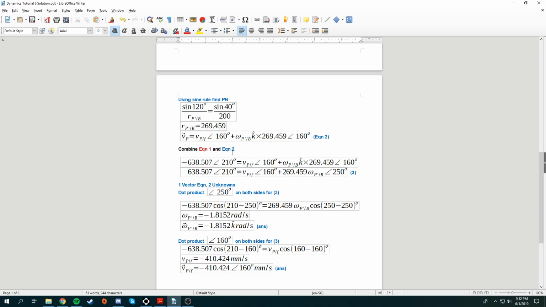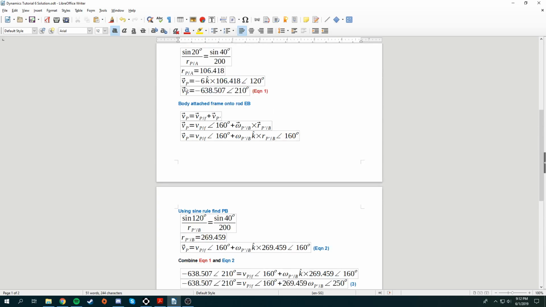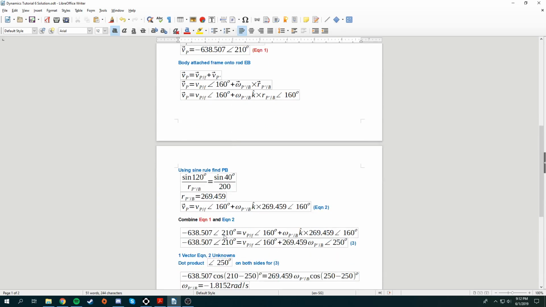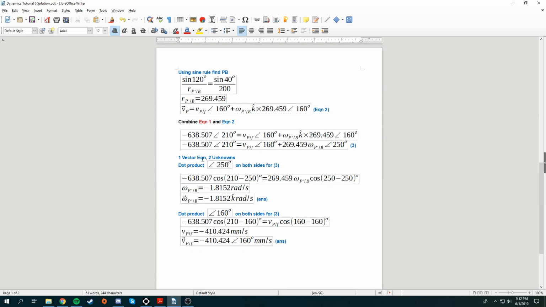Then I'll combine equation 1 and equation 2. So this equation would equal this equation. So this I brought over to the left side, and this I brought over to the right side. With this, I have one vector equation and two unknowns. One vector equation can be resolved into scalar equations. So with this, we can find the two unknowns.